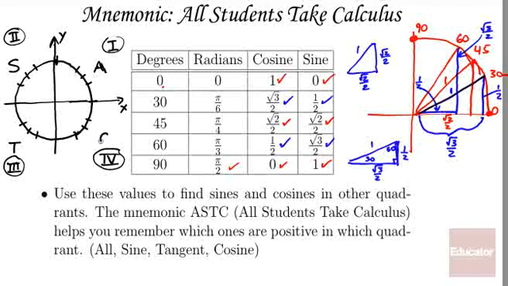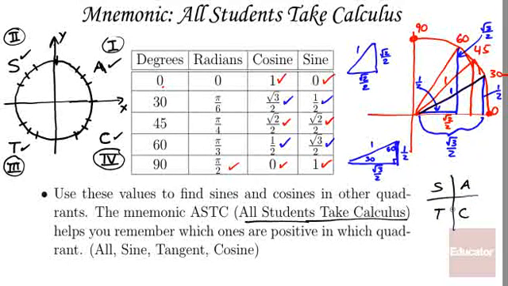So I'll list the cosine here because I'm listing the positive ones. First quadrant, they're all positive. Second quadrant, sines are positive. Third quadrant, tangents are positive. Fourth quadrant, cosines are positive. The way you remember that is with this little acronym, all students take calculus. That shows you, as you go around the four quadrants, which ones are positive in each quadrant.